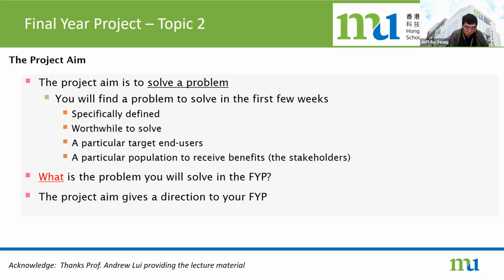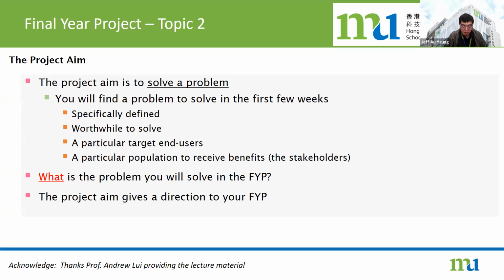Now the first part of the project proposal is the project aims. So the project aims basically is the problem. So you have to tell us what kind of problem you want to solve. You need to find this problem out in the first few weeks. So this is actually the core of the FYP. So you have to think about, in the real world, there are particular problems that I would like to solve. And the aim of this project is to solve those particular problems.